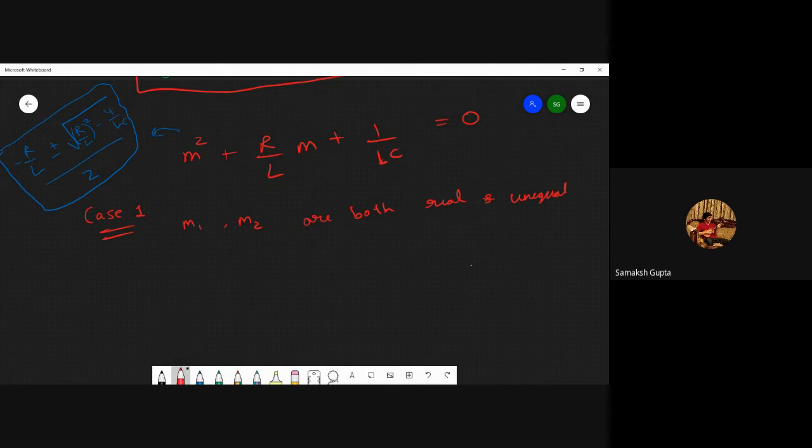So if m1 and m2 are real and unequal, this means that this discriminant is greater than 0. So for it to be greater than 0, it means that my R by L whole square has to be greater than 4 by LC. And if this is the case, then this is what you call your overdamped condition.